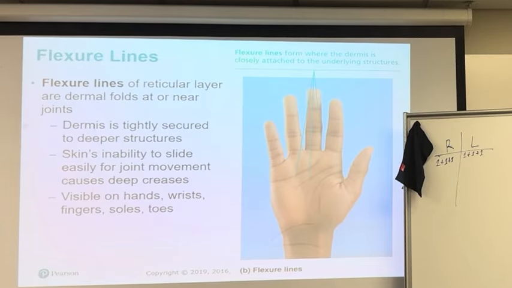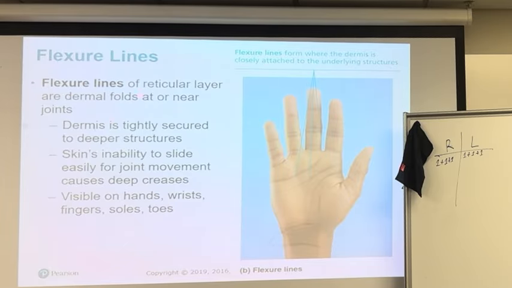Okay, so how about the flexure line? The flexure line and the fingerprint are not the same line, right? When we say flexure line, what do we mean by that? Are you all familiar with palmistry? So what are these different types of lines in your hands? These are the flexure lines. You have this on your palm, you have this in here, right? These are basically the flexure lines.